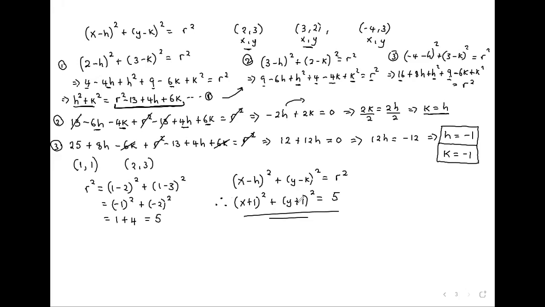Sorry, just a minute. I'm lost where we got what? Okay, all right, I see. Okay. So because it's just h comma k, so we have negative 1 comma negative 1.